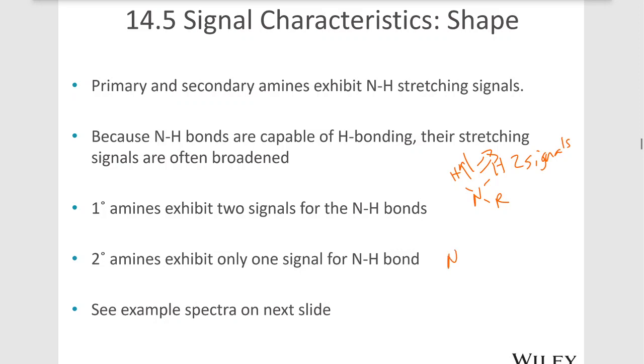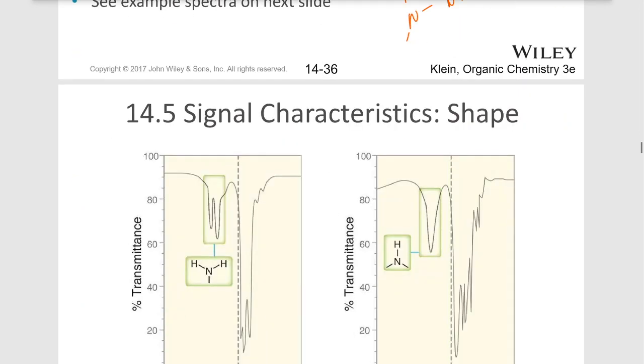Secondary amines have only one nitrogen-hydrogen bond, therefore only one stretching vibration, and that's going to give you one signal. Okay, and tertiary amines, where you have three things connected to your nitrogen, you're not going to get a signal in IR. So we're going to look at some of those.